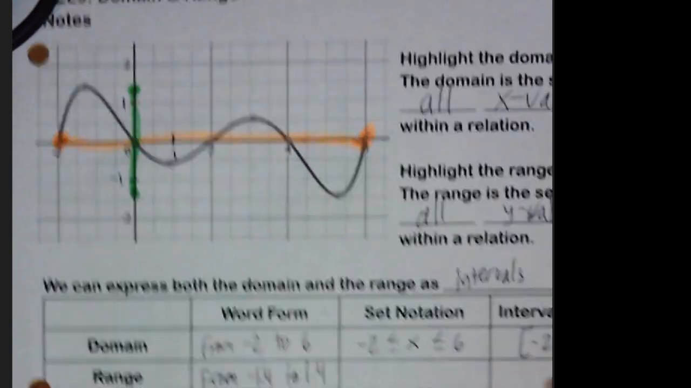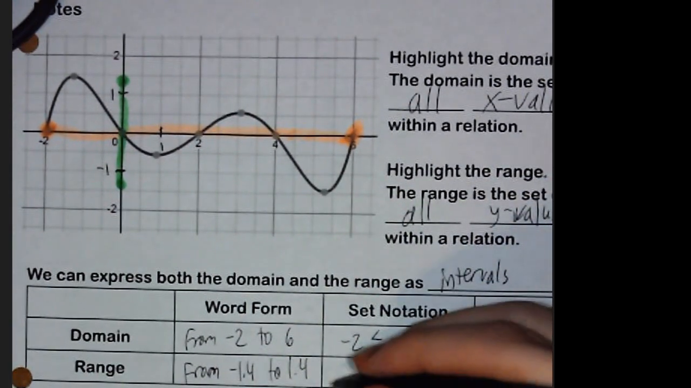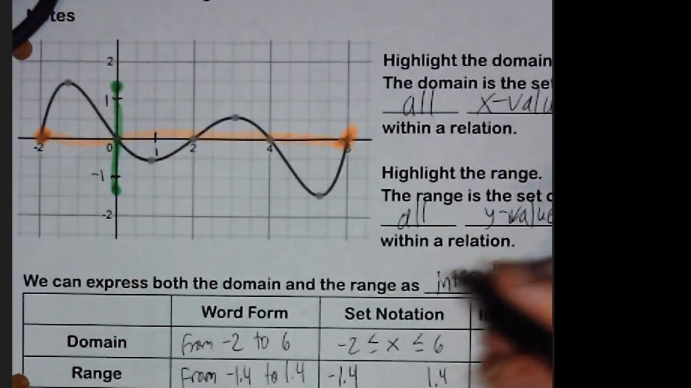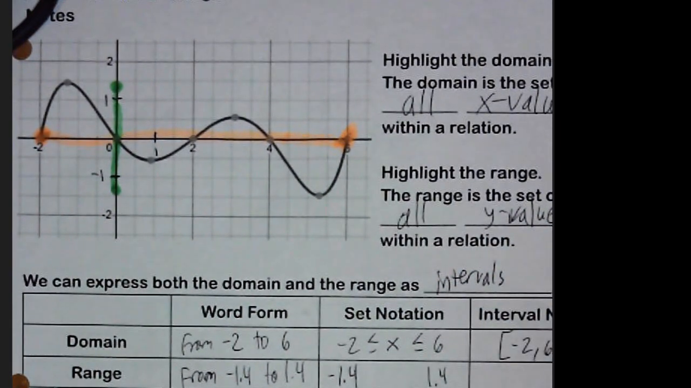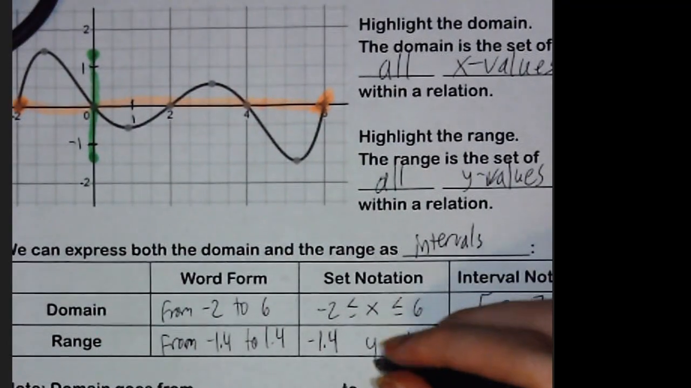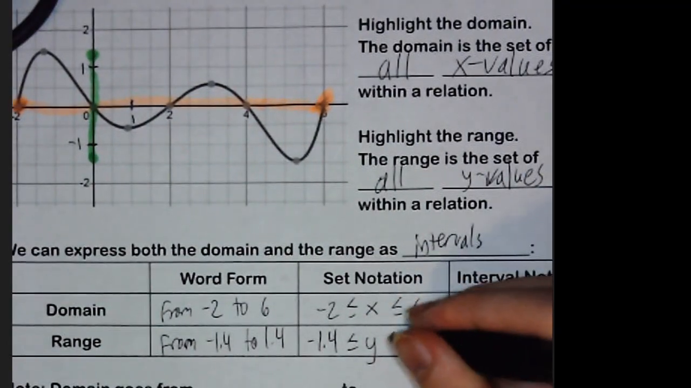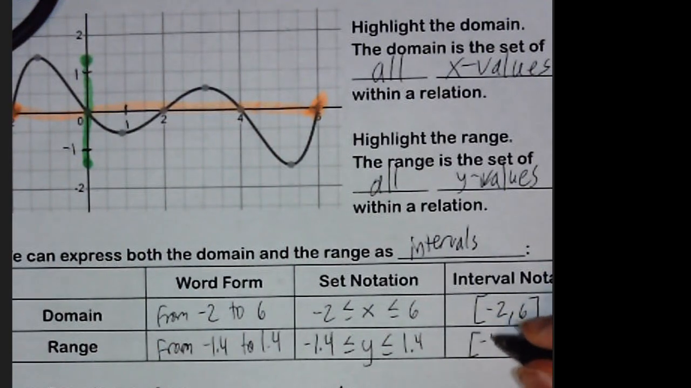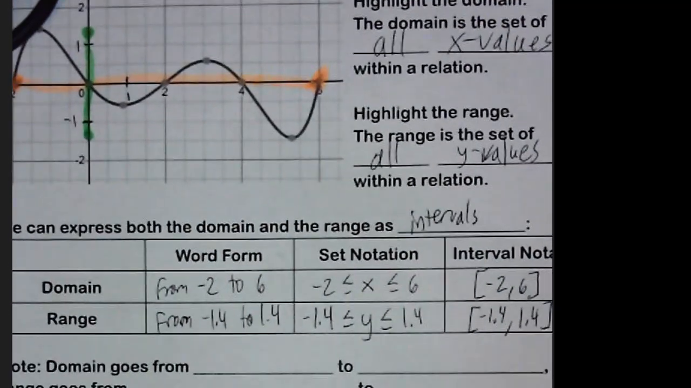And again, these are y values. Now we have two finite bounds once more, so they're going to go on the outside. But in the middle, we're not using x values anymore. We're using y values, so we're going to put y here. And once again, we're going to use some brackets for our interval notation, because both of the bounds of our range are included.